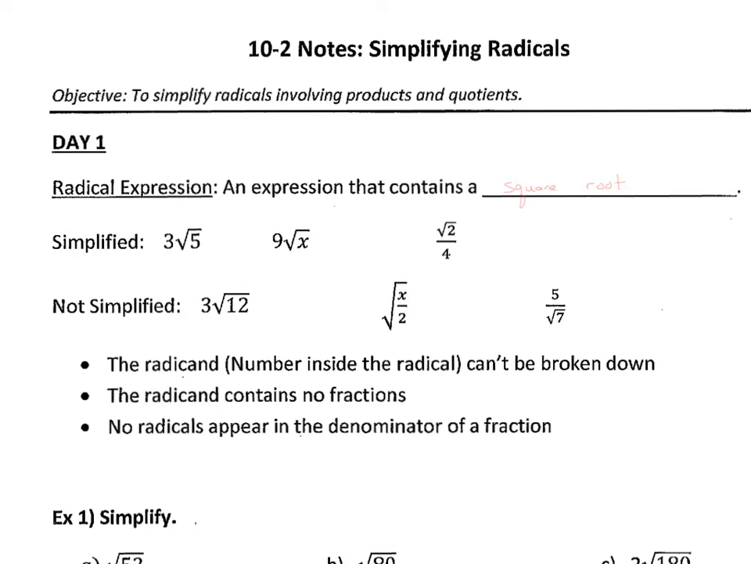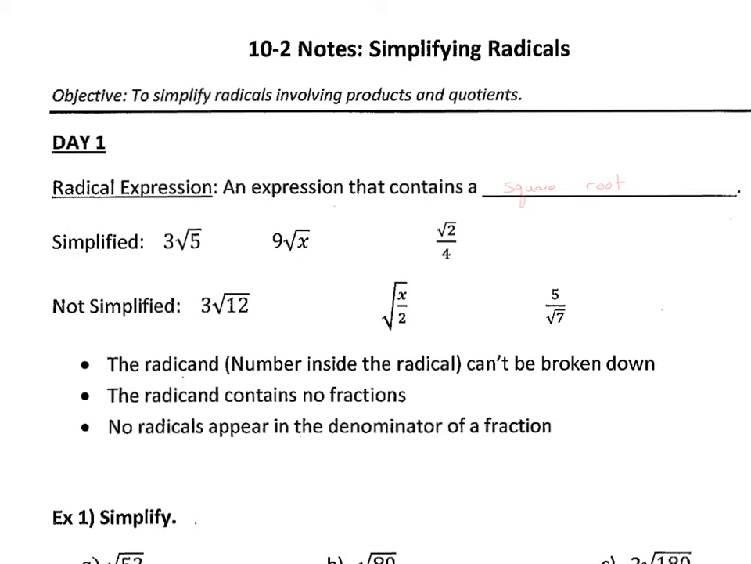So if you look at all of these down here, these are all radical expressions because they have a square root involved, okay? So what we're going to be working on is starting to identify which ones maybe are simplified, not simplified, and if they're not simplified, how do we clean it up? What do we do with it?